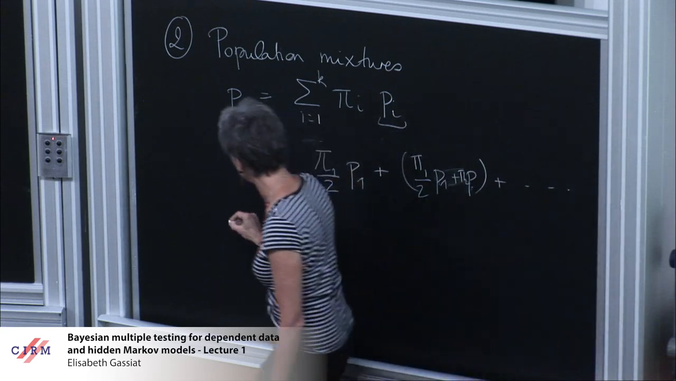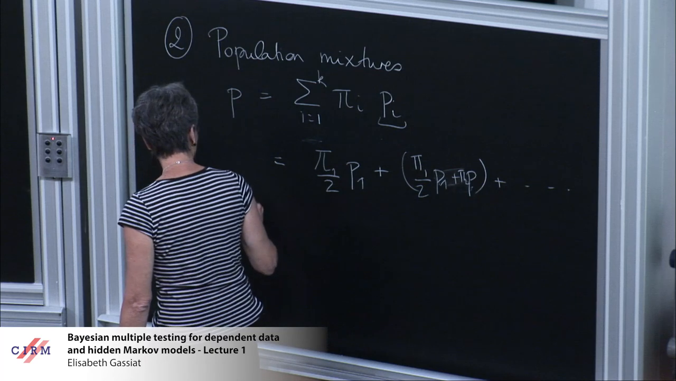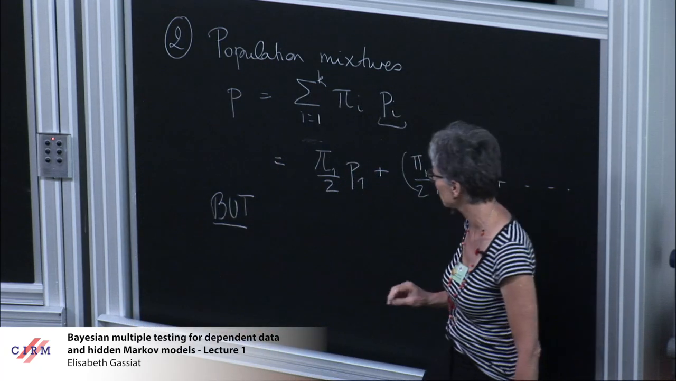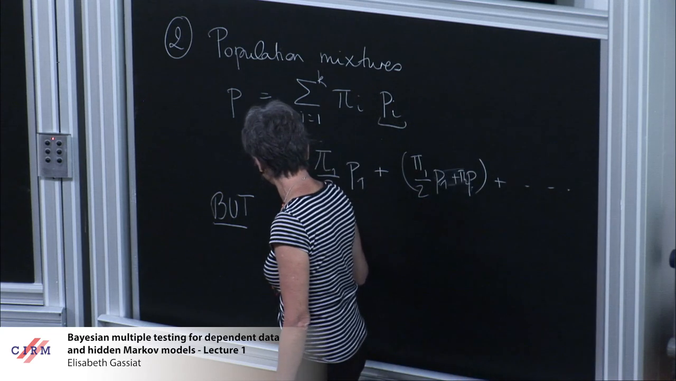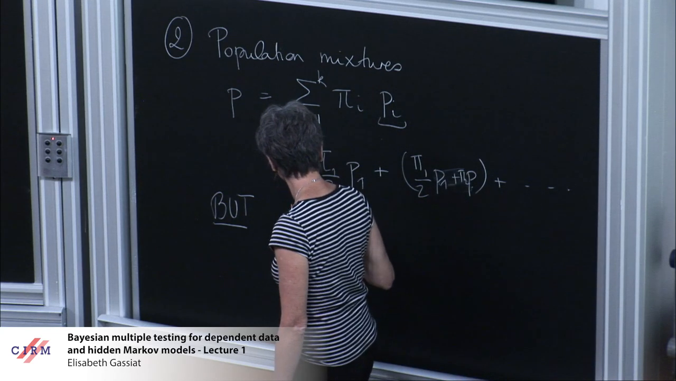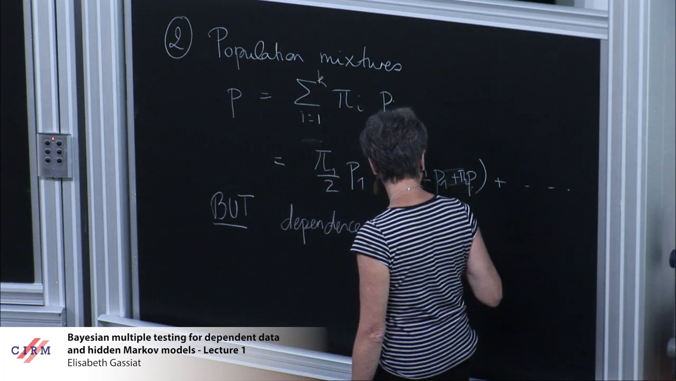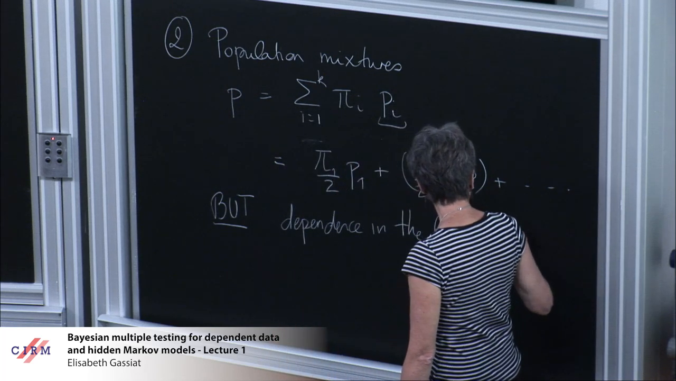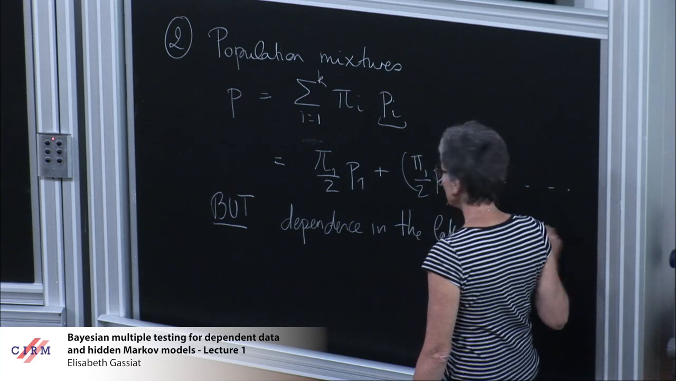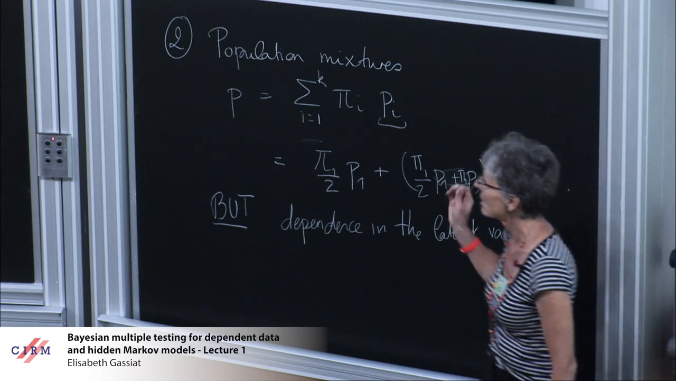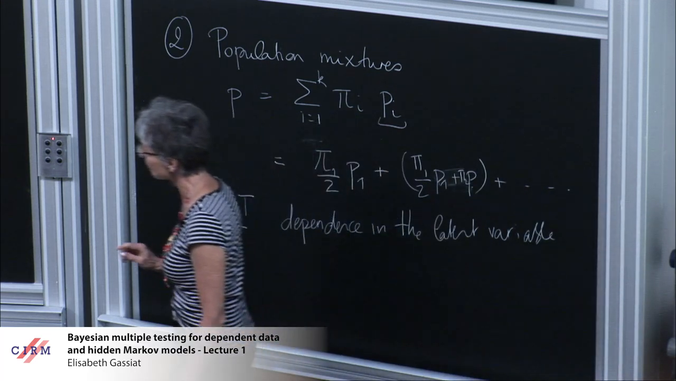But if you assume some dependence in the latent structure, then you can recover again everything. That's what Judith said yesterday, and I will explain this later in this lecture.